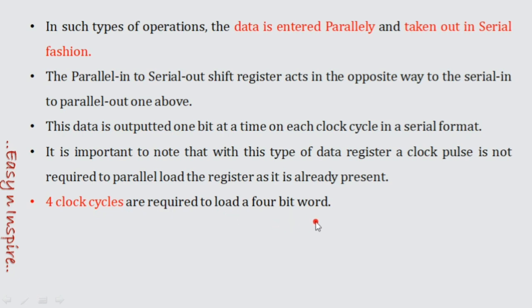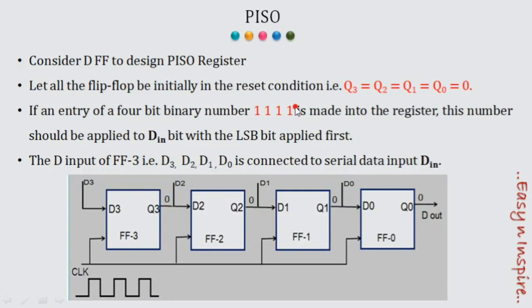So let's see. This is the parallel input serial output register. Again I am considering D flip-flops to design this register. Initially, before applying the clock pulse and the input, my outputs Q3, Q2, Q1, Q0 are 0 because there is no clock pulse and there is no input. I am going to enter four ones as input. See here, four ones I have to apply parallelly. So 1, 1, 1, 1, I am going to apply like this.